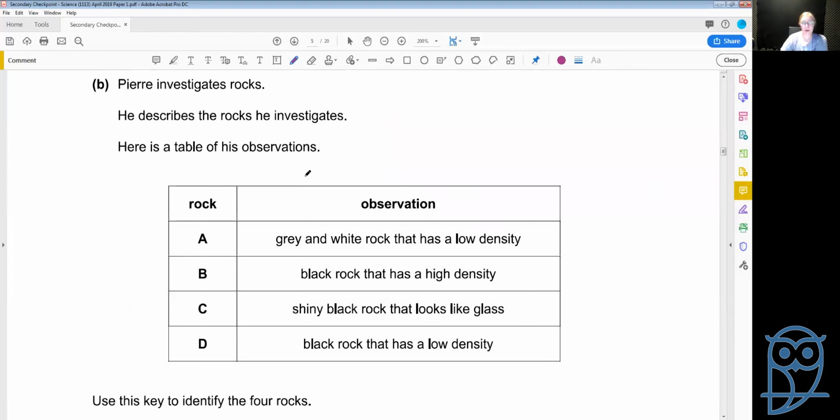Question B says, Pierre investigates rocks. He describes the rocks he investigates, and he has a table of observations. So rock A is a gray and white rock that has a low density. Rock B is a black rock that has a high density. Rock C is a shiny black rock that looks like glass. And rock D is a black rock that has a low density. So we have two rocks with low densities, this one and this one. And then we have something with a high density and something that looks like glass.